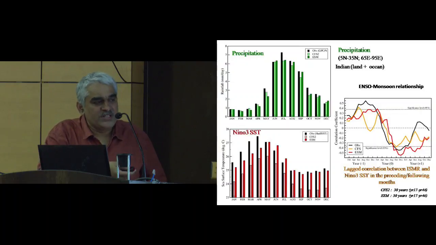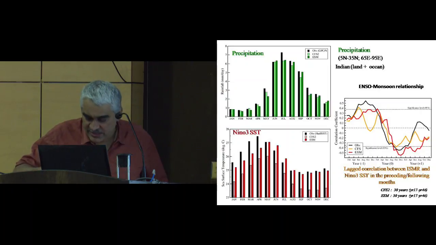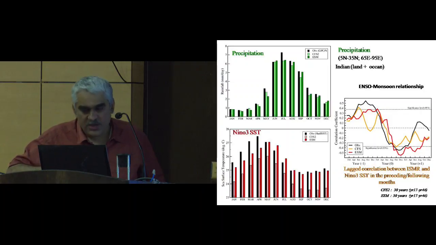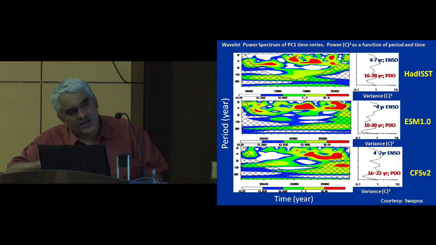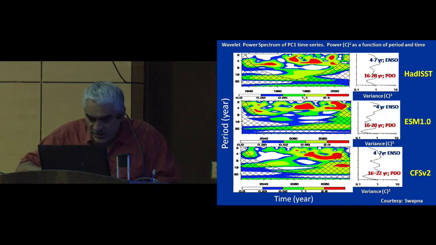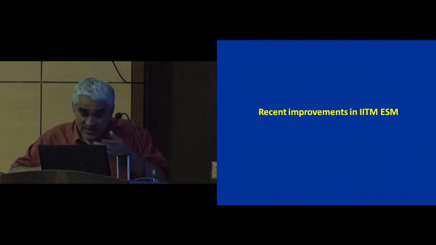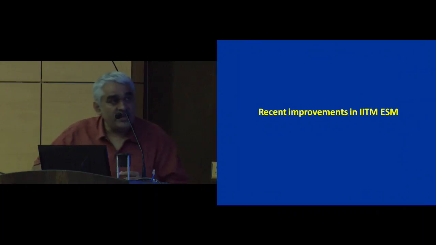But due to improvements in the temperature, the NINO 3 SSTs were improved, the seasonal cycle, as well as the ENSO-monsoon correlations were slightly better captured compared to the CFS version 1. And we also looked at various other modes of variability like the Pacific decadal oscillation, as well as the ENSO, which are standing out nicely in the ESM 1 compared to the CFS 2. So this was the background, and this happened sometime in 2013-14.